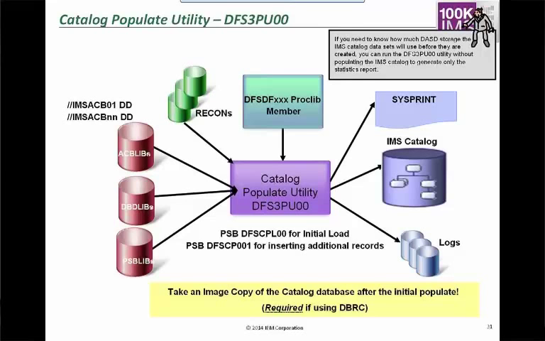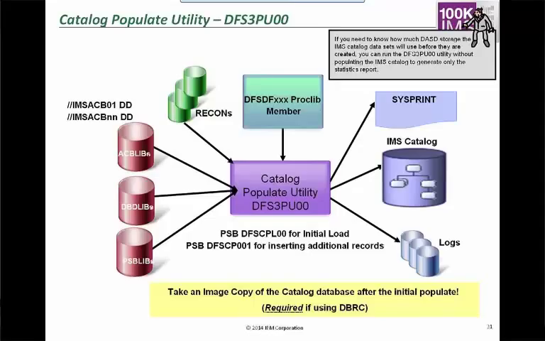Now, by the way, this is important stuff. If you need to know how much DASD storage the IMS catalog database data sets will need, you can run the catalog populate utility in analysis mode. And then it'll give you the SYSPRINT, and it'll tell you how much storage you'd need for the IMS catalog.